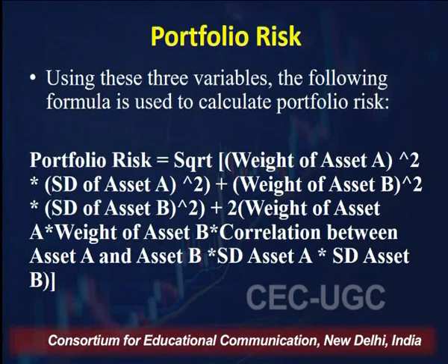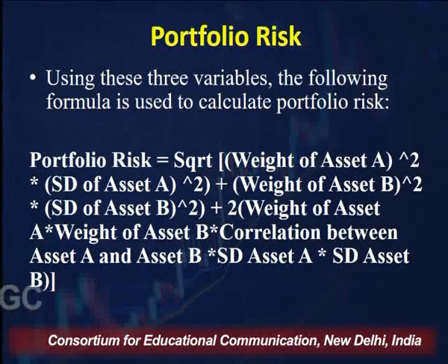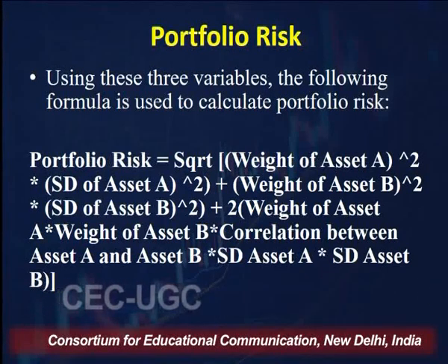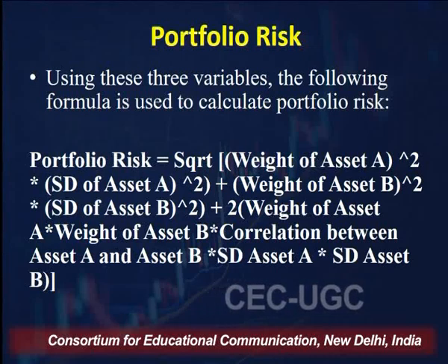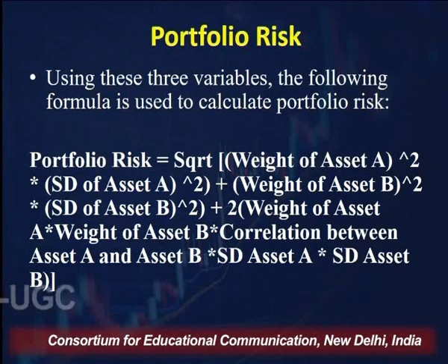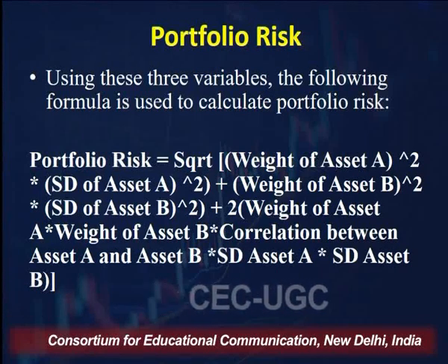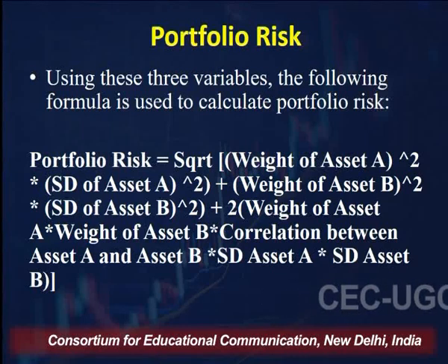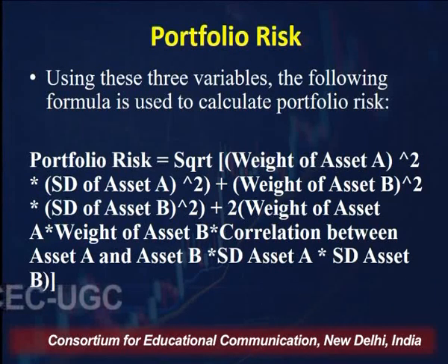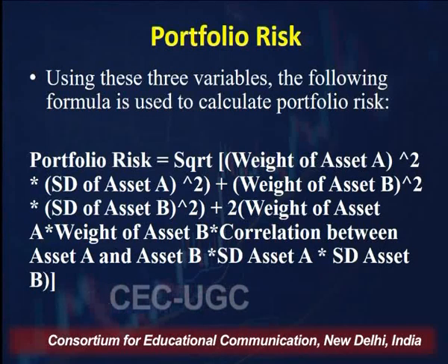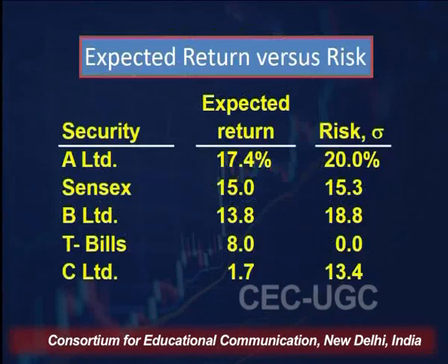But there's an important term written here. As you can see in the formula, the correlation between asset A and asset B multiplied by the standard deviation of asset A into the standard deviation of asset B. This entire statement, weight of asset A into weight of B into correlation of A and B into standard deviation of A and into standard deviation of B, is nothing but the covariance between A and B.